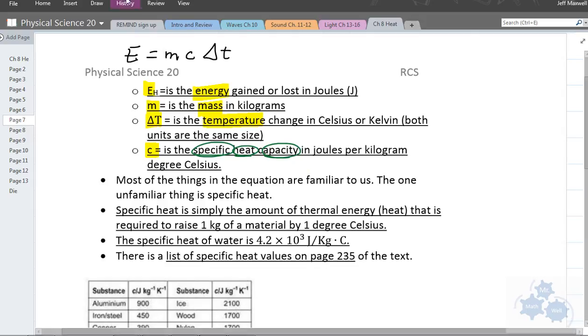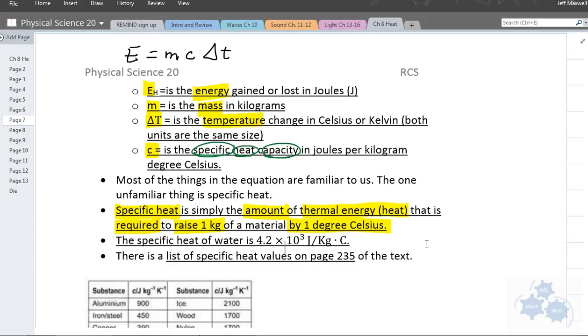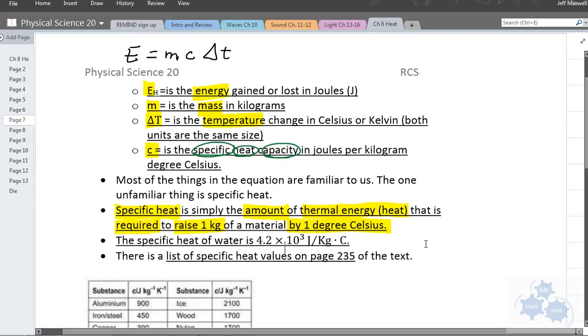Specific heat capacity is simply the amount of thermal energy or heat that is required to raise a certain mass of material, 1 kilogram, by 1 degree Celsius. So what this really means is that if you heat up two materials that have different specific heat capacities at the same rate, one is going to change temperature quicker than the other. Some materials are very good at absorbing heat and not reflecting that in the temperature change.